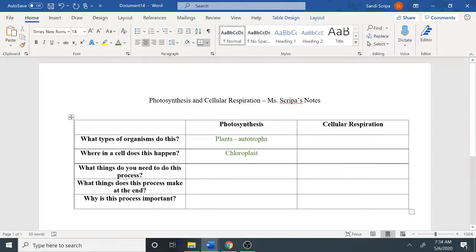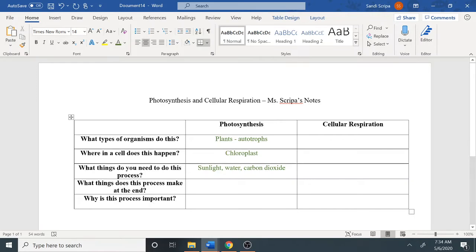You need a few things to be able to do photosynthesis. And you guys listed 2 of them on Monday. But you need a couple of things. The first thing you need is sunlight. Plants cannot do photosynthesis if it's dark. They can only do it during the daytime when there's light. They also need water, and they need carbon dioxide.